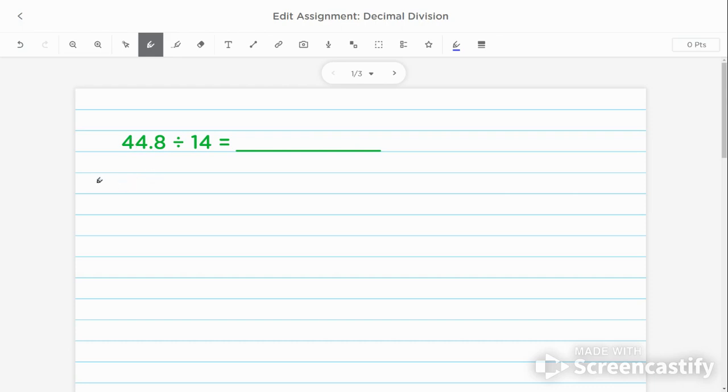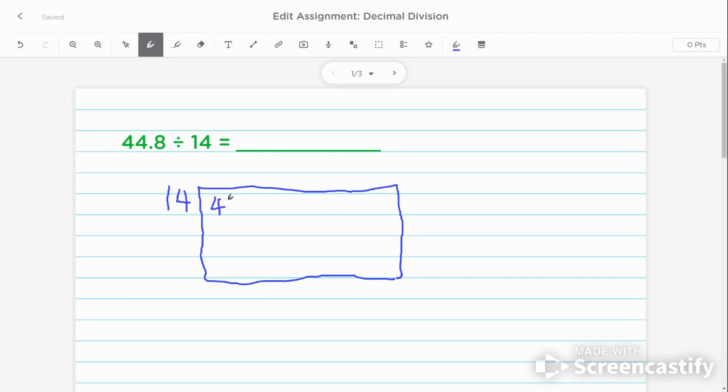The first thing I want to do is set up my problem for the area model. I'm going to put my divisor out front, 14, and then draw a rectangular box and put my dividend inside, 44 and 8/10. And then I'm trying to figure out, on top, what would I multiply by 14 to come up with this total of 44 and 8/10.